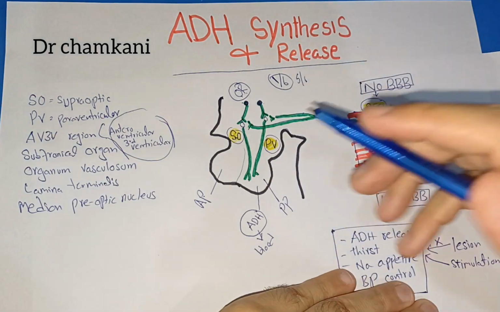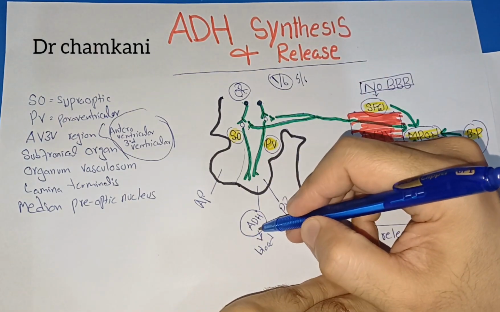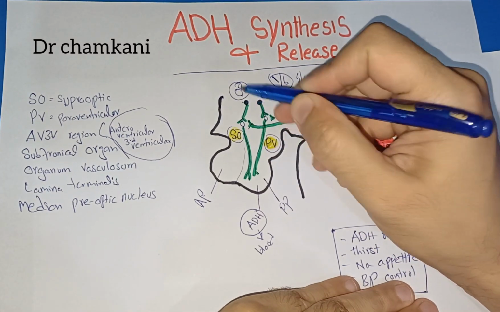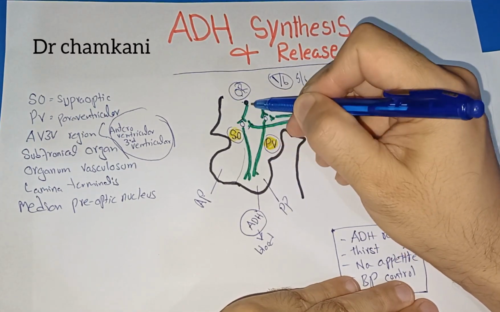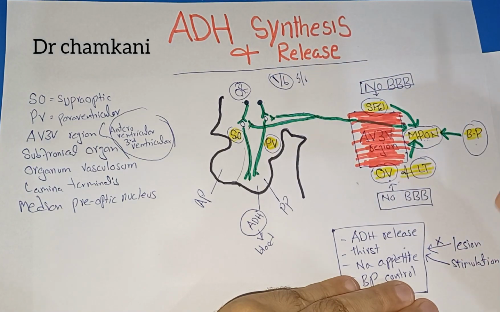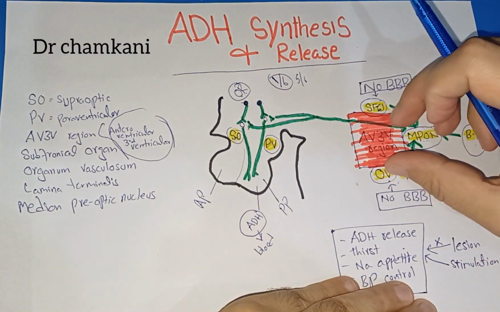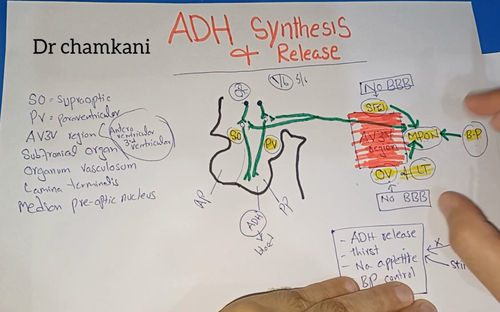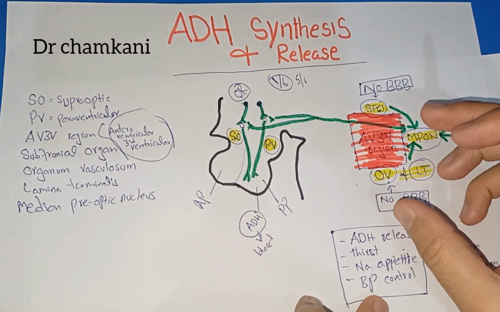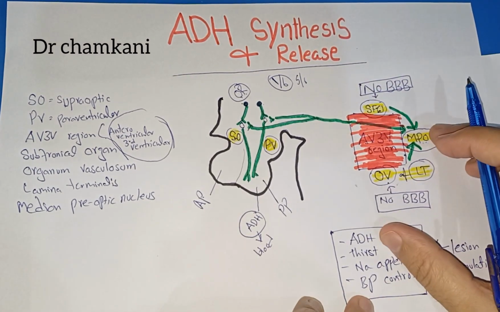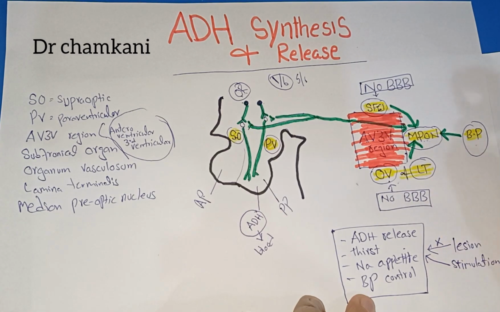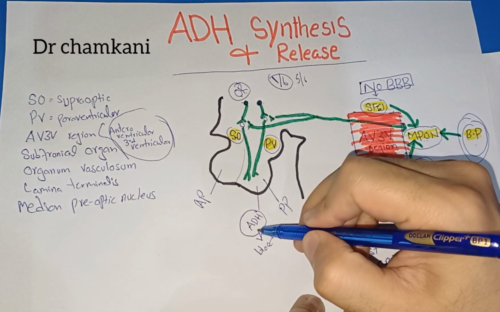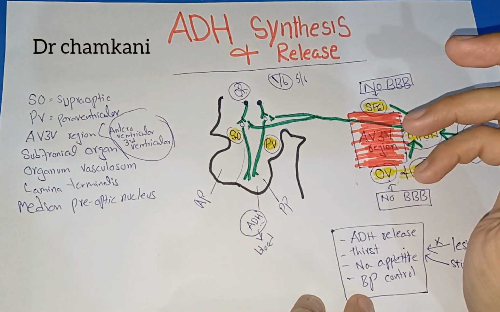So the release of antidiuretic hormone is not only dependent upon stimulation of supraoptic and paraventricular nuclei with the help of osmoreceptors present in the hypothalamic region, but it is also dependent upon the activation of this AV3V region, which is further connected with different areas. So not only the changes in the osmolarity, not only the chemical changes, but also changes in the blood pressure, the arterial pressure, will lead to release of antidiuretic hormone.